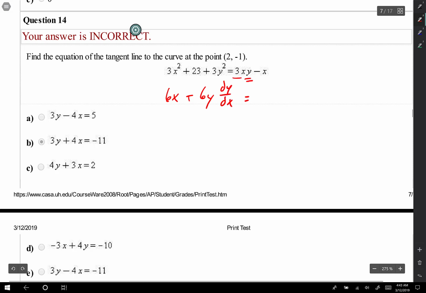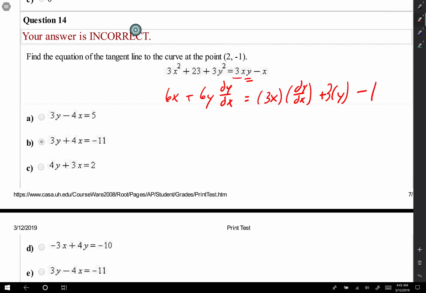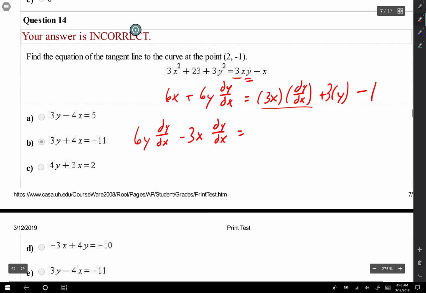equals product rule right there. First times derivative of the second plus second times derivative of the first. I'm going to put the 3 in the front. Minus 1. I don't see any mistakes. It turns to algebra now. Move the dy dx's to the left. Everything else moves to the right. So I'm going to have 6y dy dx minus 3x dy dx equals, let's see, 3y minus 6x minus 1.